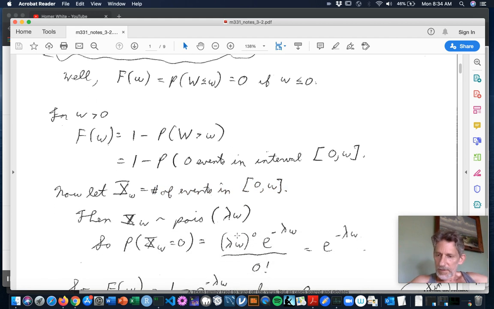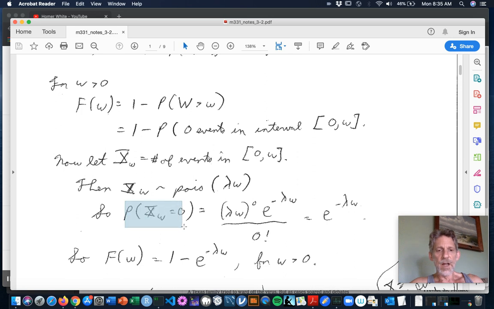Well, this is a Poisson process, so x sub w has got to be a Poisson random variable. It's a count of events in a time interval. It's a Poisson random variable. What's its rate, though? Well, the rate for the process is lambda events on average per unit time. So the rate for x sub w is going to be lambda times w. You know, like if w were 2, then you'd expect 2 lambda events during that time. Okay, so we've got the distribution of x sub w.